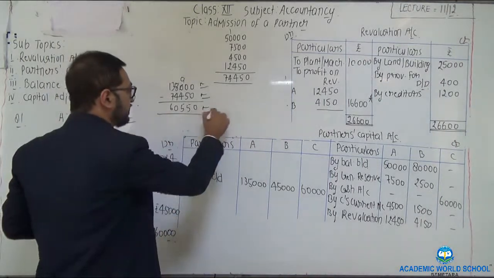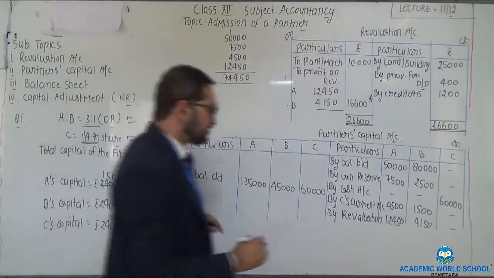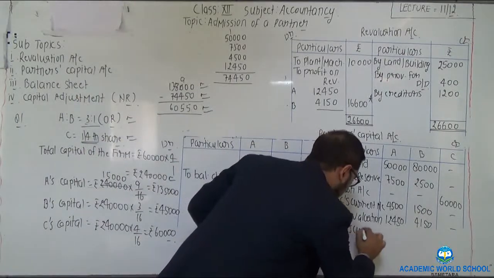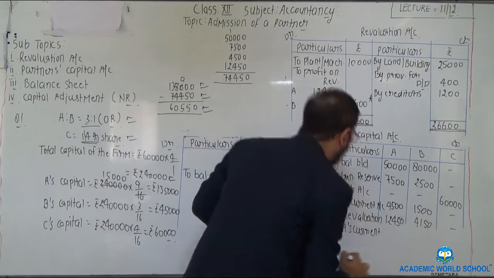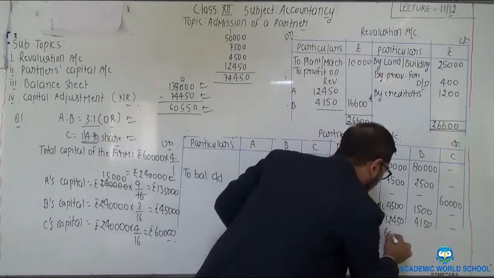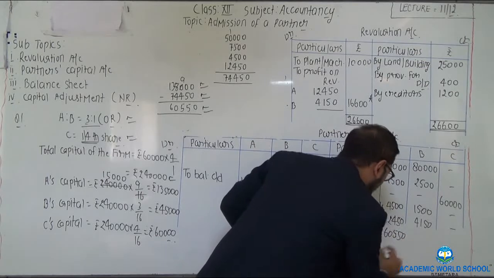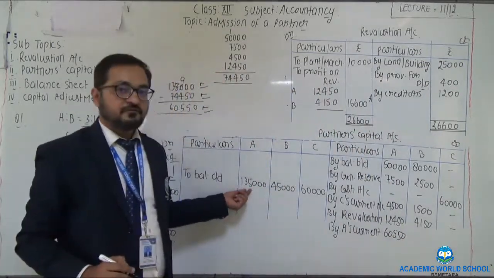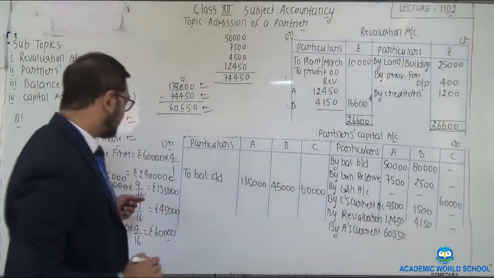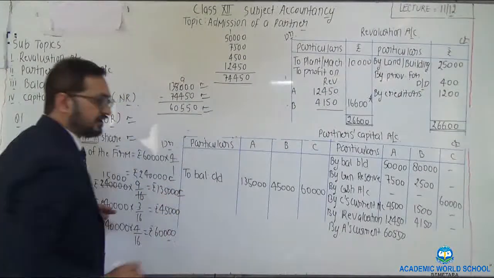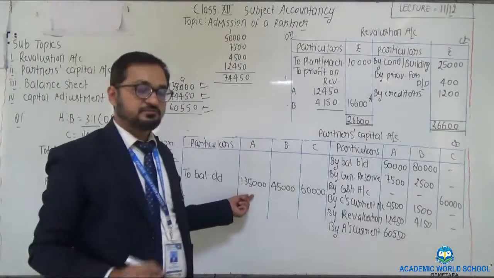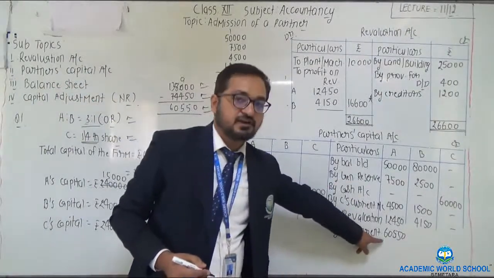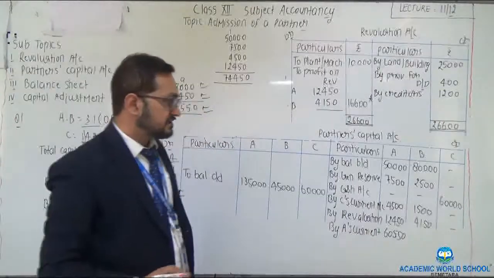balancing figure would be 60,550. So he needs to bring this much amount to make his capital proportionate according to his profit sharing ratio. So he needs to bring 60,550 to make his capital equal to 1,35,000. Is this clear? His new capital being 1,35,000. To make his capital equal to 1,35,000, he needs to bring 60,550 as his capital.